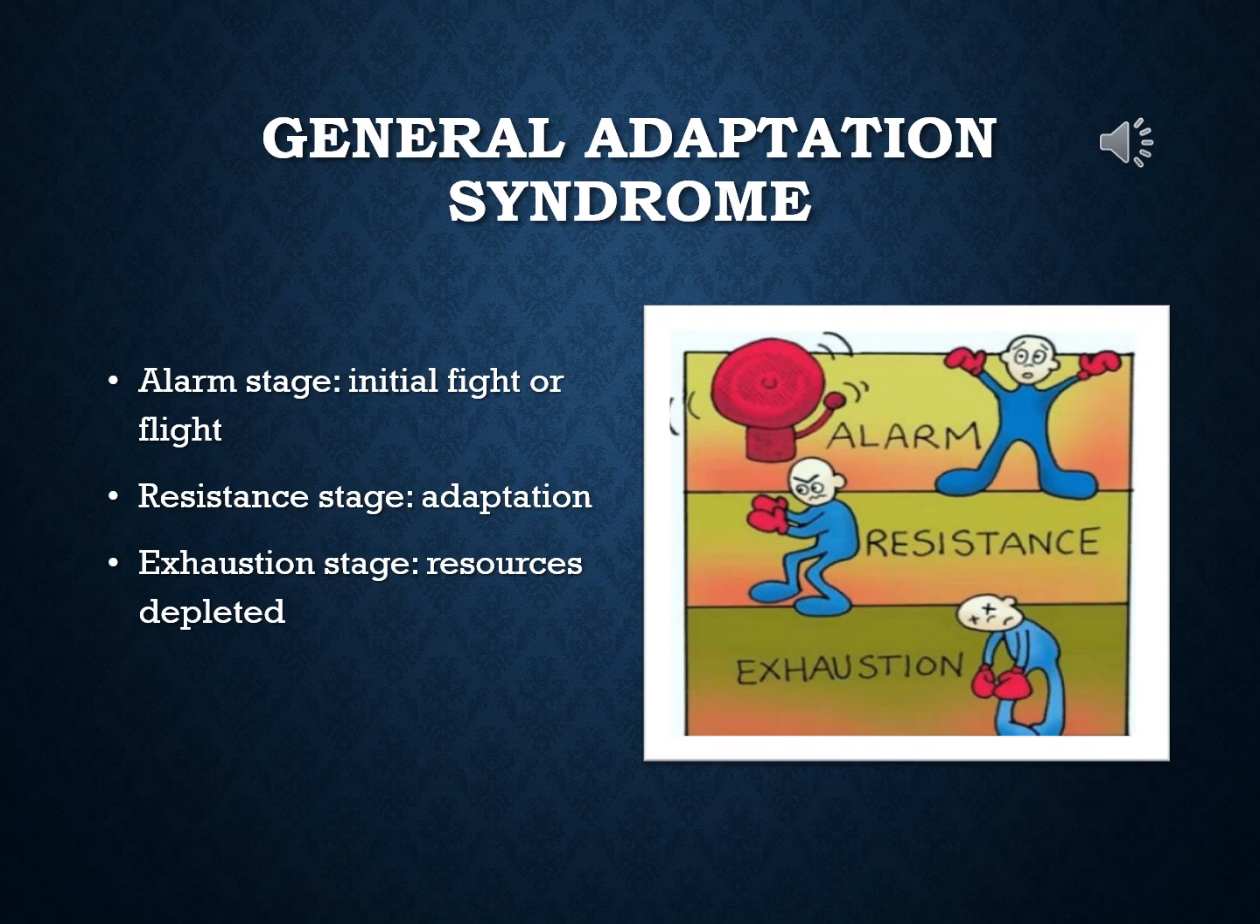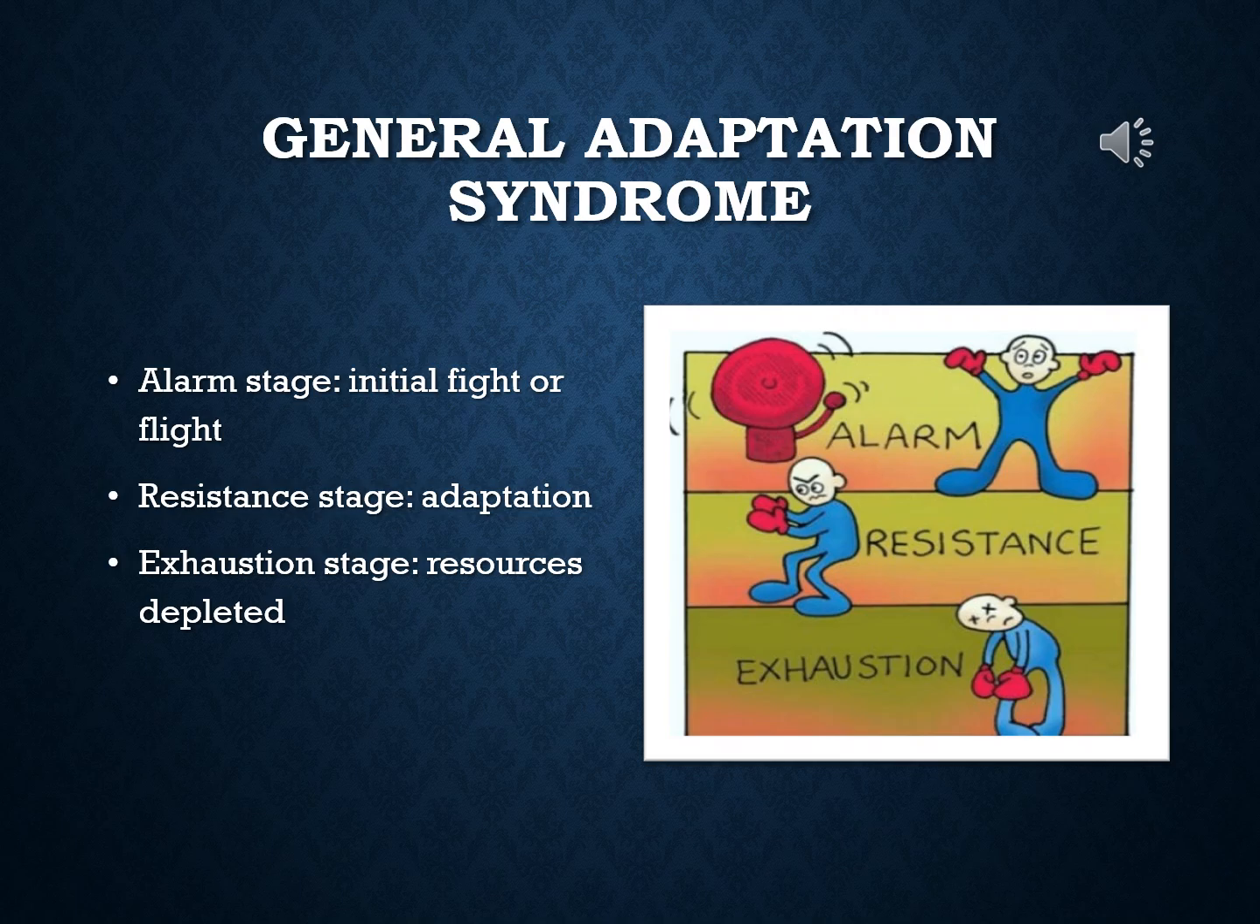Okay. So our 3 stages are alarm stage. This is where we see that stimulus, that trigger, that bear. It kicks in our fight or flight response. All of our body systems increase, like our blood pressure, our heart rate, everything's elevated. Then we move into the resistance stage. That stressor is chronic. It's not going anywhere.